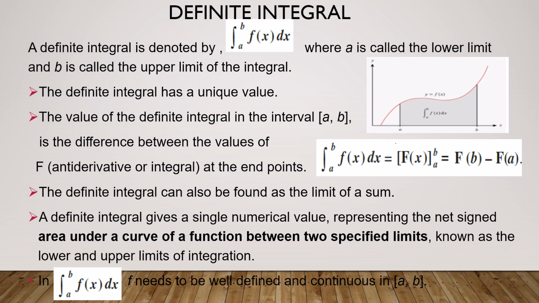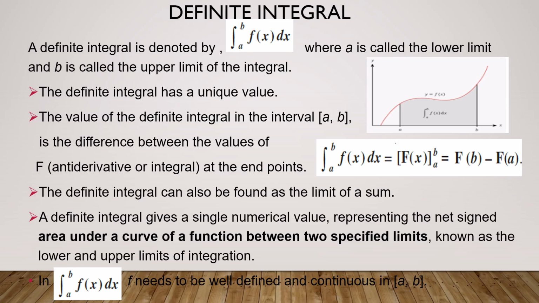So what are the properties? First property is the definite integral has a unique value. This is very obvious by the definition. It will have a unique value, unlike simple integration. In simple integration, we just add the constant which can take any value. But here, since we put the limits, the definite integral will have a unique value.